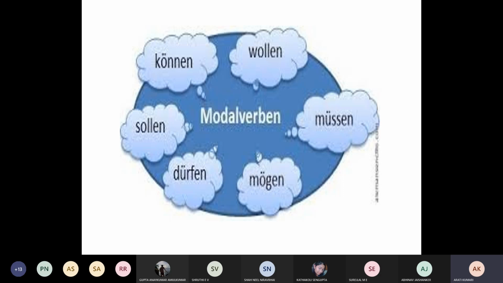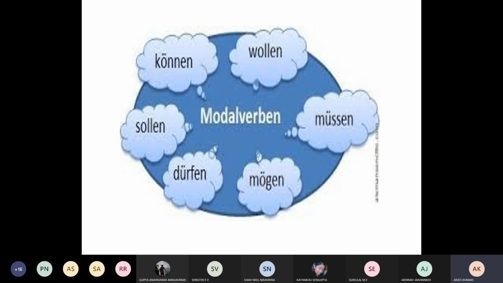So what is a modal verb? If you think in English, verbs like would, should, can, shall, will, all those verbs are modal verbs. So there are German equivalents, almost similar modal verbs you have in German. We're going to learn about that. Moreover, there is one thing which is different from English in how it is used in German.